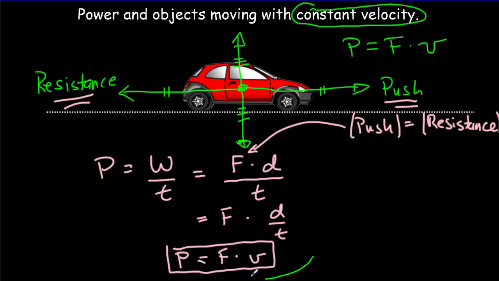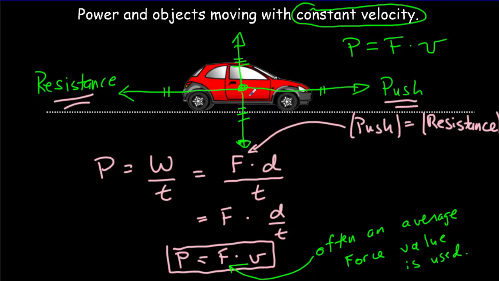Often in problems, an average value will be used for the force. So our car goes at constant velocity, but that doesn't mean our push force has to be constant. It always has to equal the resistance, but it could vary somewhat so as to keep the car moving with constant velocity. And then we could speak of an average push force being exerted and an average resistive force.